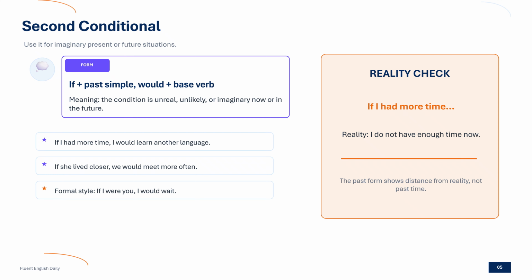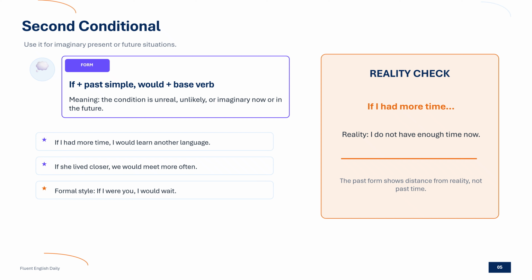We use the second conditional for imaginary, unlikely, or unreal situations in the present or future. The structure is if plus the past simple, followed by would plus the base verb. For example, if I had more time, I would learn another language. This suggests that I do not have enough time now. Another example is, if she lived closer, we would meet more often. In reality, she probably does not live close to me.